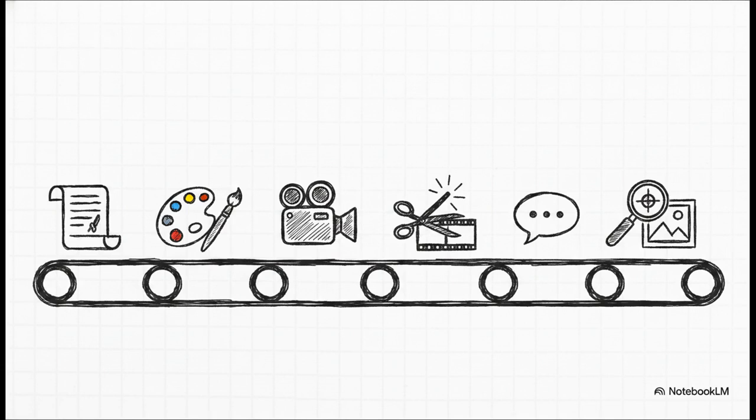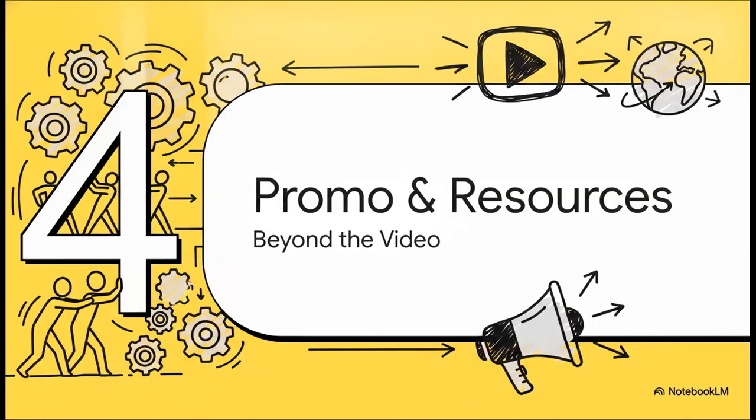But wait, we're not done. Finally, you have to add captions for accessibility, design a highly engaging thumbnail, and optimize the title and description for SEO. It is an immense amount of work, and the production process definitely doesn't just stop when you hit export. Which brings us to our final phase, Section 4, Promotion and Required Resources.